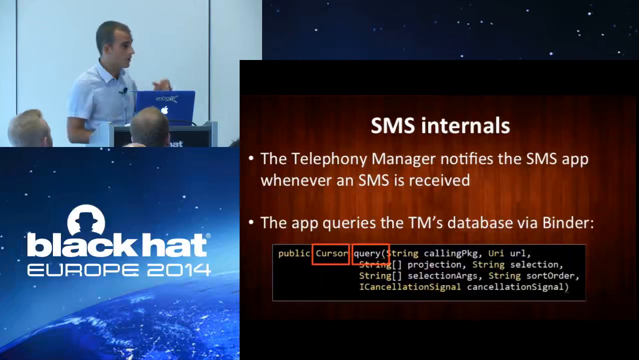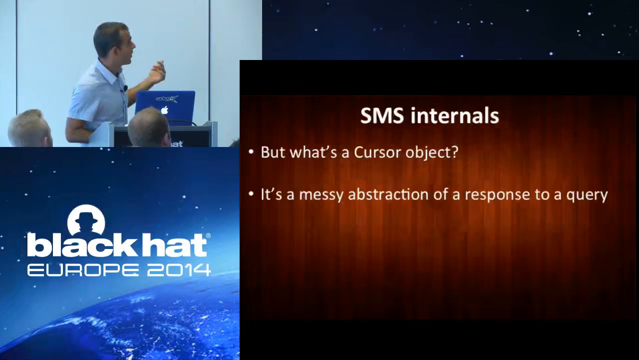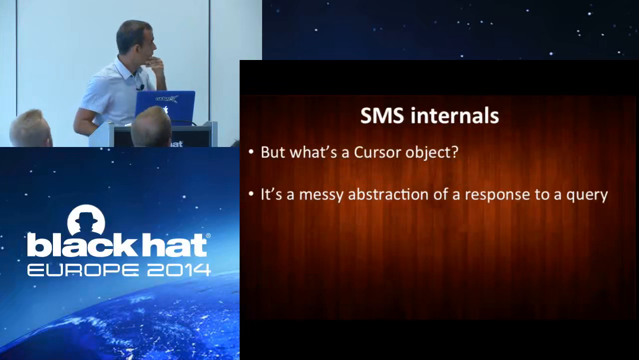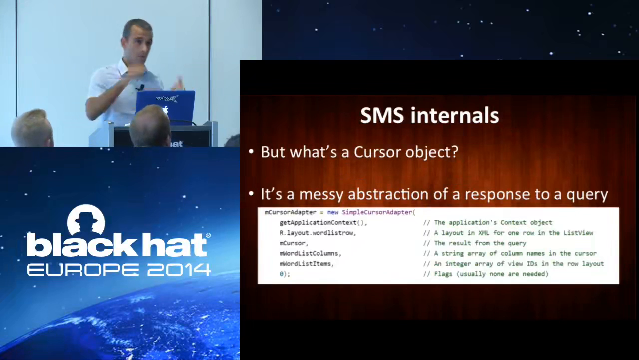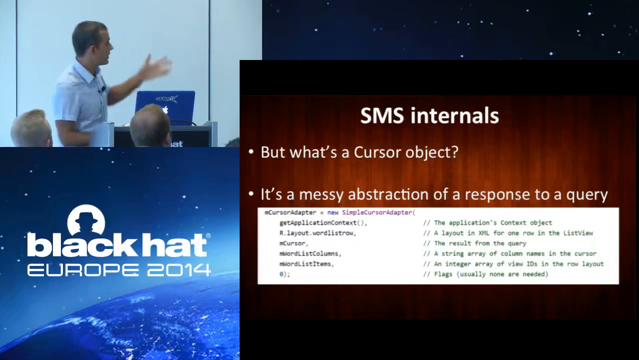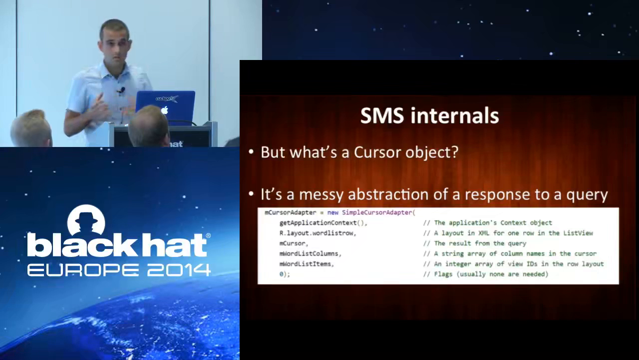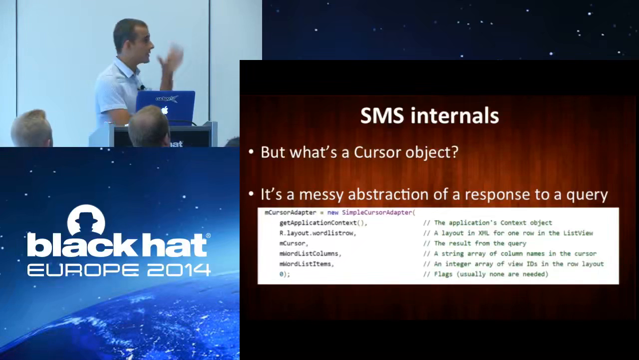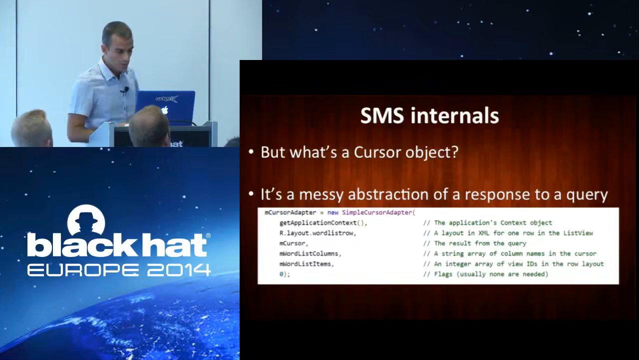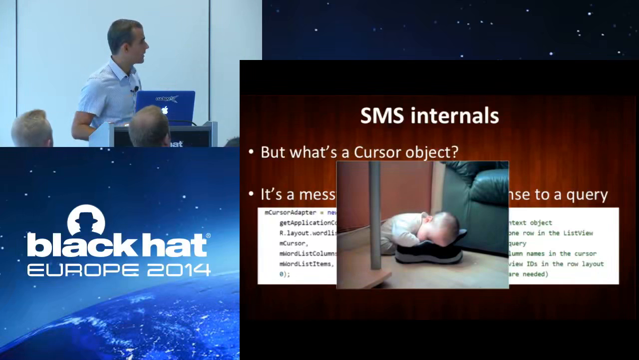That is a common object in Android, but it's kind of hard to work with. Why is it hard to work with? Well, it's a very messy abstraction of a database response. You have this weird Java constructor, which is really hard to work with, especially if you have to instantiate these Java objects from C. It was a real nightmare. Actually, we've had a few sleepless nights over it.